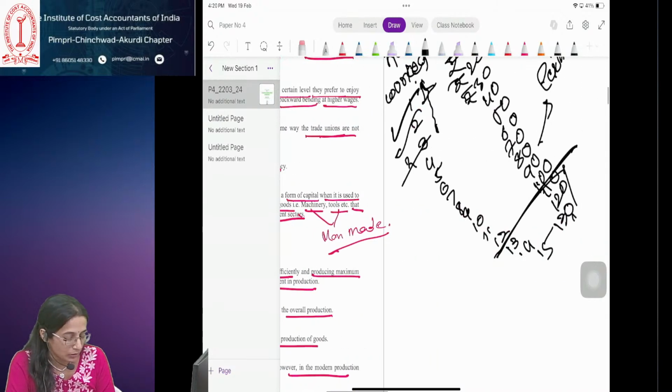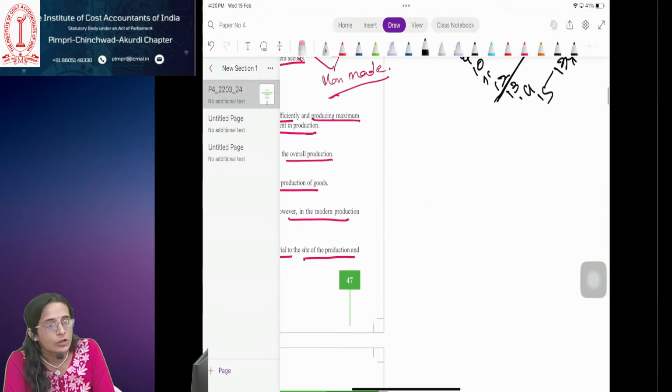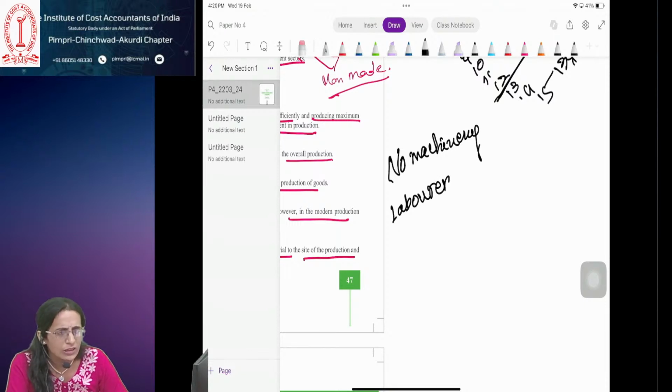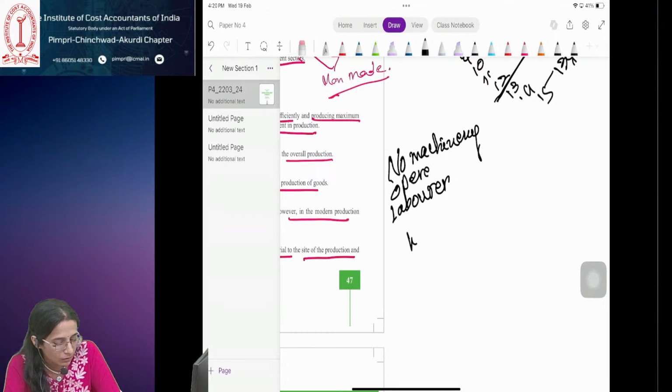I'll give you an example. First, there was no machinery, and the laborer was working with handmade looms, hand looms, only intensive hand looms, for preparing clothes. Machinery was there, but it was operated by laborers.